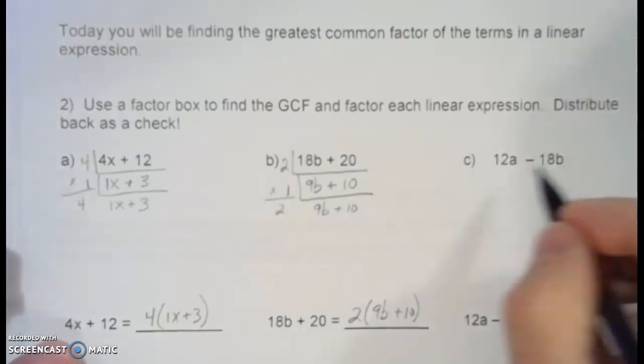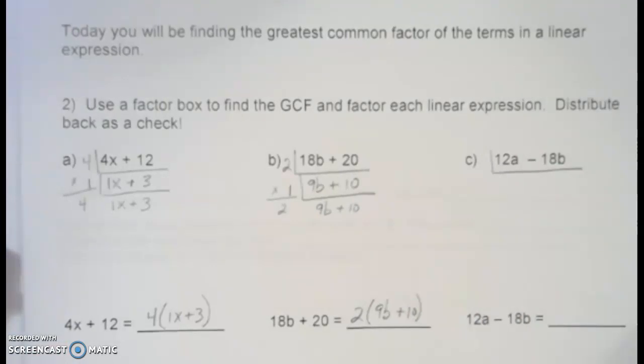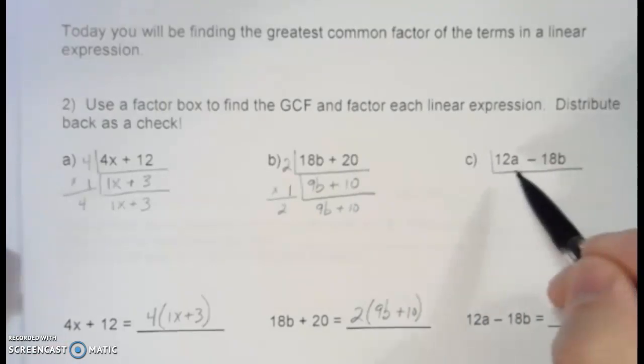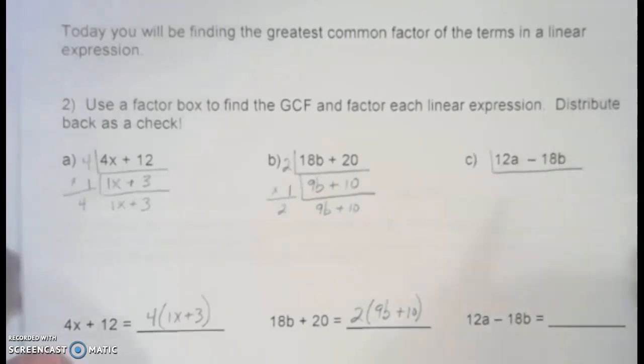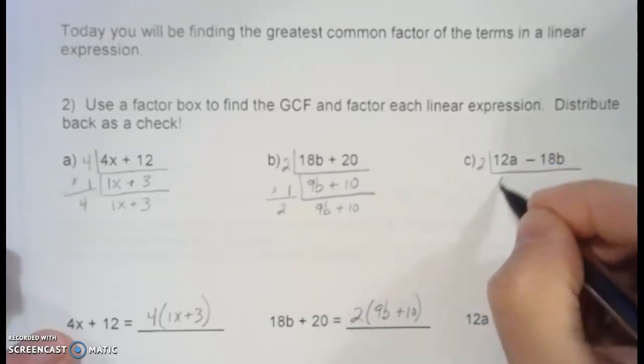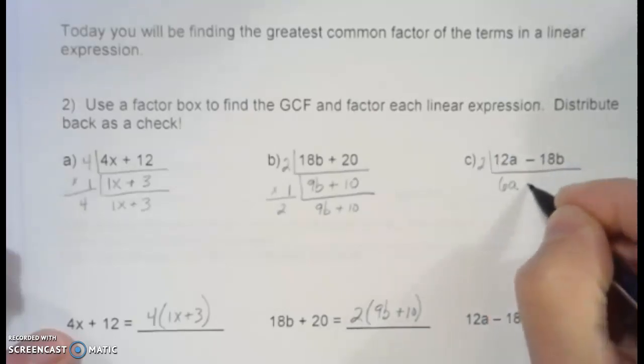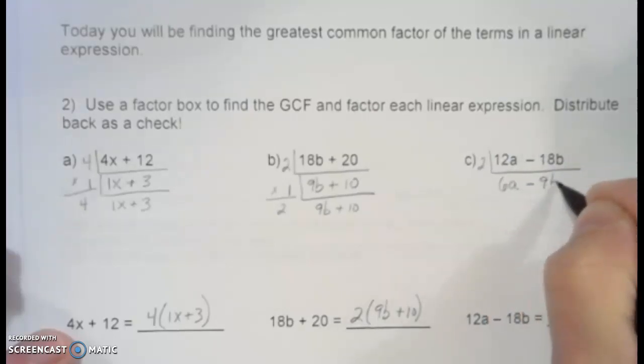In example C, we have 12a minus 18b. I'll use my factor box here. All right, and again, I look at my numbers and I realize that they're both even, so I can divide them by 2. 12a divided by 2 is 6a. Negative 18b divided by 2 is negative 9b.